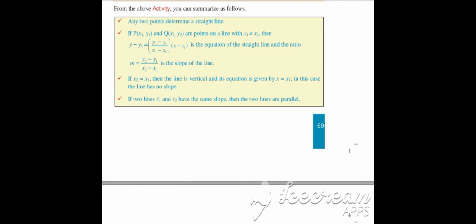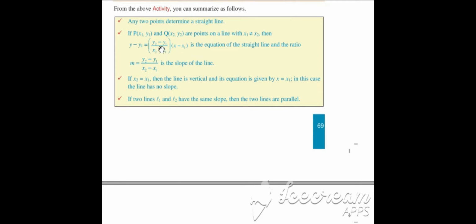Any 2 points determine a straight line. That means the line that passes through 2 different points determines a straight line. If P (x1, y1) and Q (x2, y2) are points on a line with x1 different from x2, then we can get the equation of the line with this formula. That is y minus y1 is equal to y2 minus y1 over x2 minus x1.